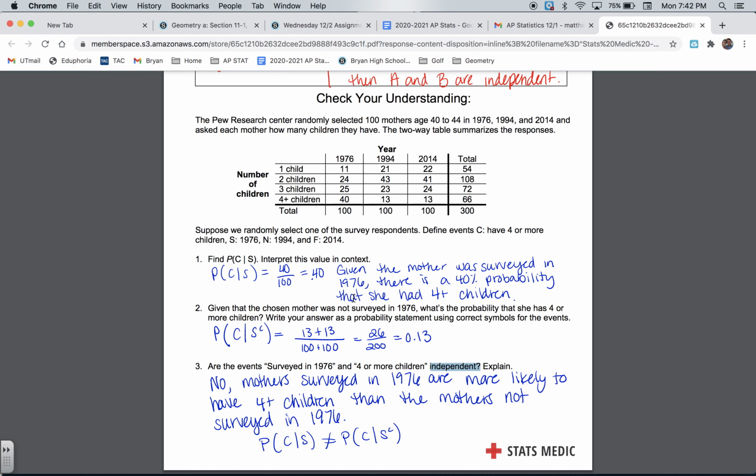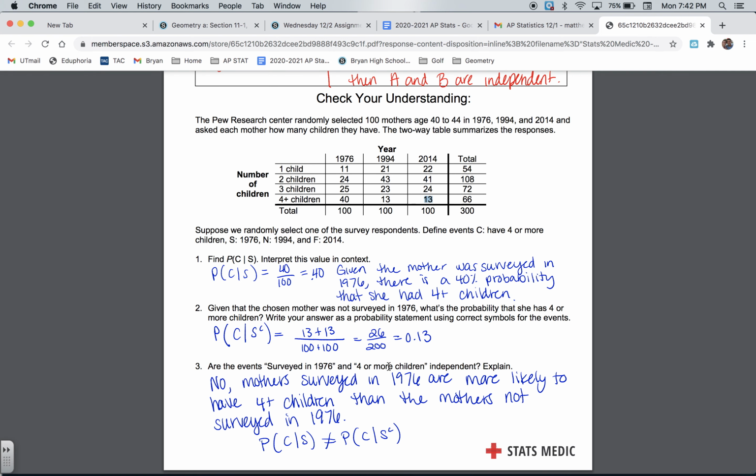No, they're not equal. So these events are dependent. The mothers in 1976 are more likely to have wanted four or more children. Those two conditional probabilities were not equal, so these two events are not independent. Knowing that it's 2014, the odds of people wanting four or more children went down, basically. The number of children you have depends upon what year it is in America. In the 70s, they were having more children than in the 2000s, okay?